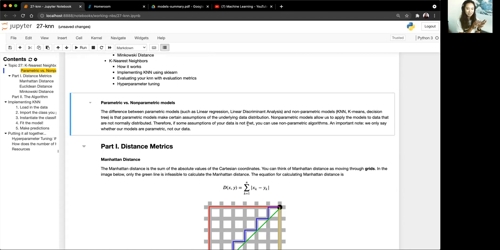For K-nearest neighbors, and also pretty much every single model we're going to talk about from today onwards, they're non-parametric. So you actually don't have to worry about any of the data assumptions before applying it to the model. And you'll see that because of that, not many people choose to implement logistic regression for the classification project, just because you have all of these assumptions that you have to work on fulfilling first. So basically, as I was mentioning, non-parametric models allow us to apply the models to data that are not normally distributed, or whatever the other assumptions are. Therefore, if assumptions of your data are not met, you can use non-parametric algorithms.